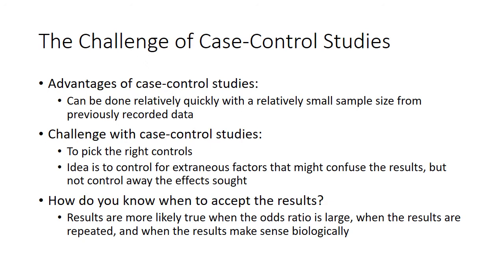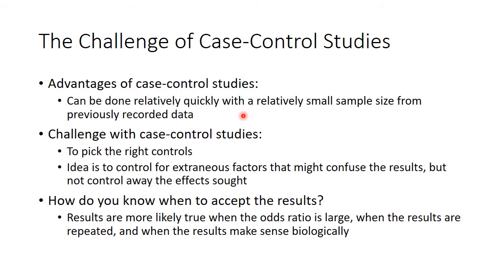So some of the advantages of case control studies is that they can be done relatively quickly and with a small sample size, because again, we can look at people who already have our cases. We already know who's going to get the disease and look backwards in time. And so you can do that in a very short period of time versus doing a 3, 5, 10-year study, right?